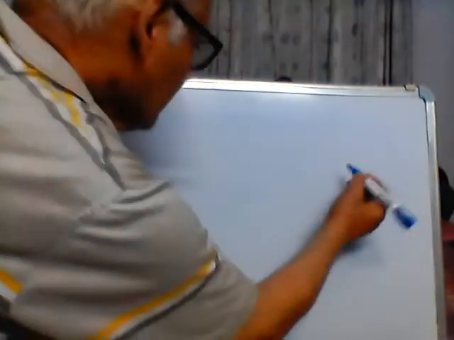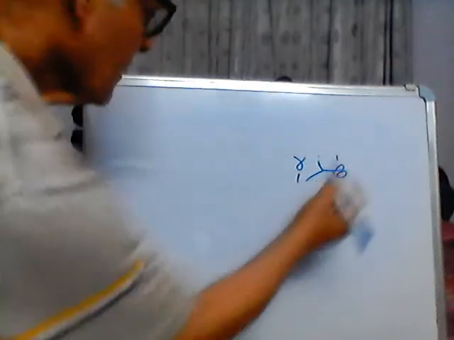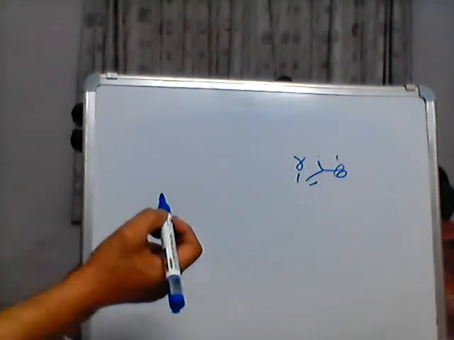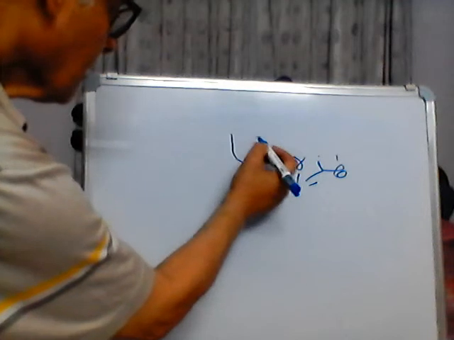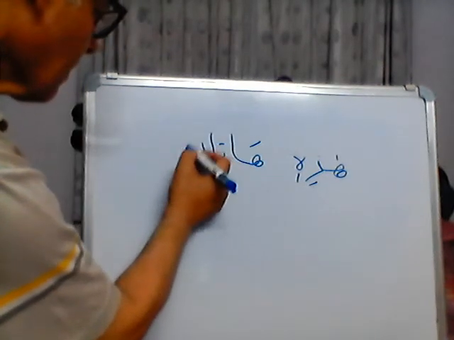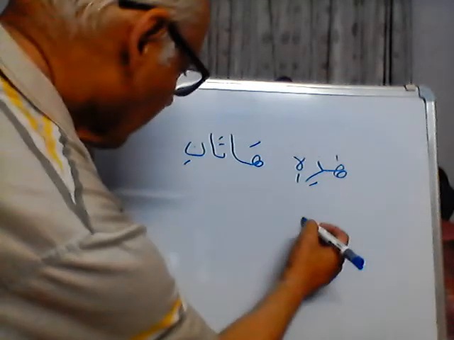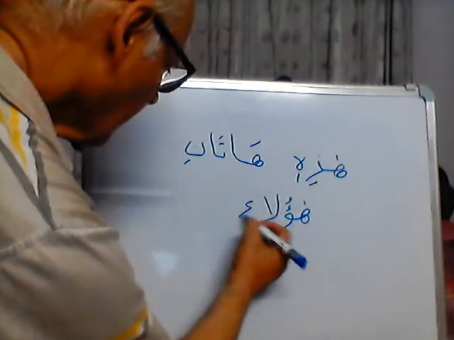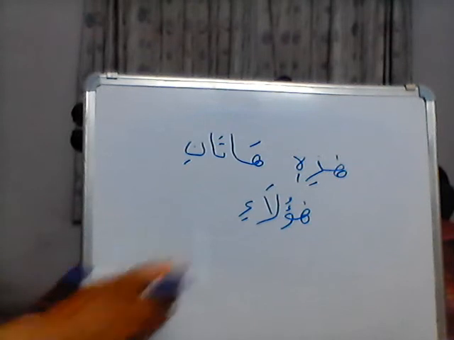Now, if we have to say something about the female gender, then we use hathihi, which also means this. This is used for female gender. Similarly, for dual, we will say hatan. And for more than two, the same, ha'ula'i.